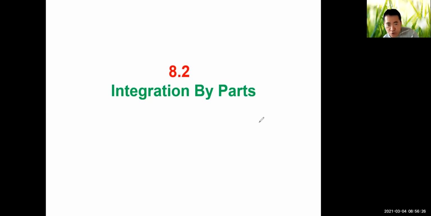This is session 8.2, integration by parts. Besides the basic integration rules, we have new ways to integrate functions. That works only when we have two parts, so you should identify a two-part function, basically the product of two functions. Before we get there, let me show you where the formula comes from first.